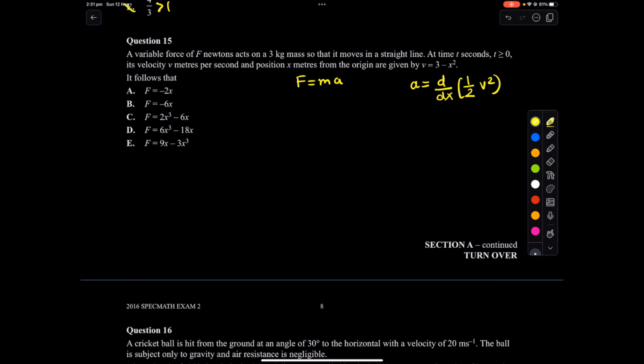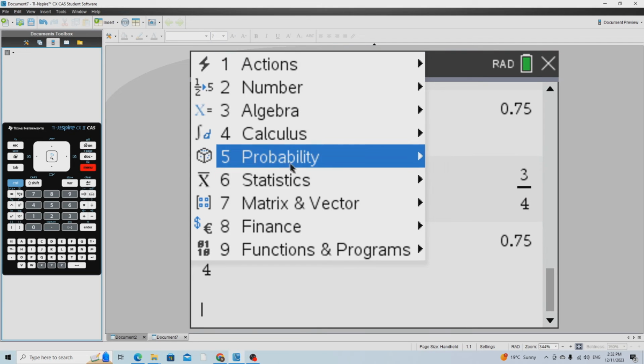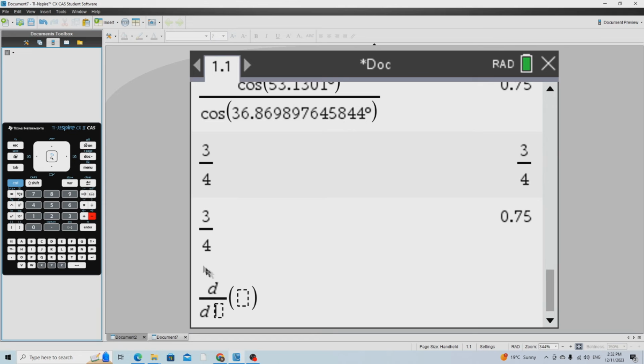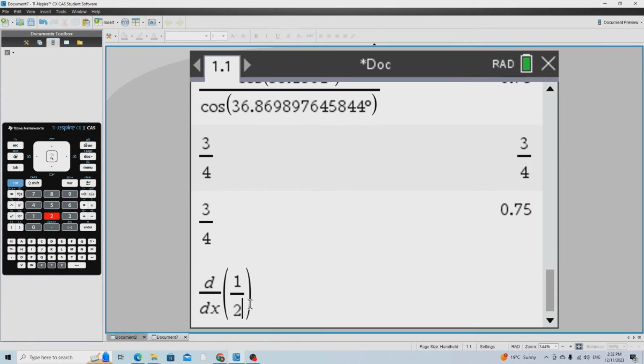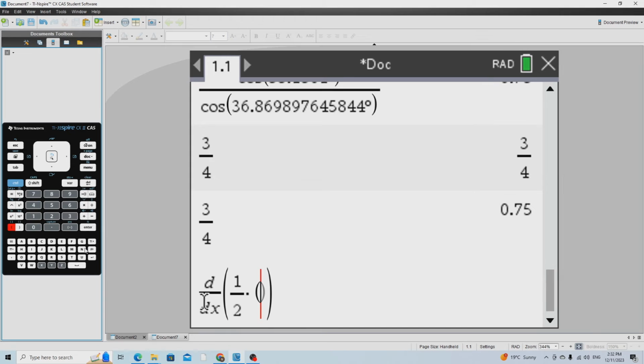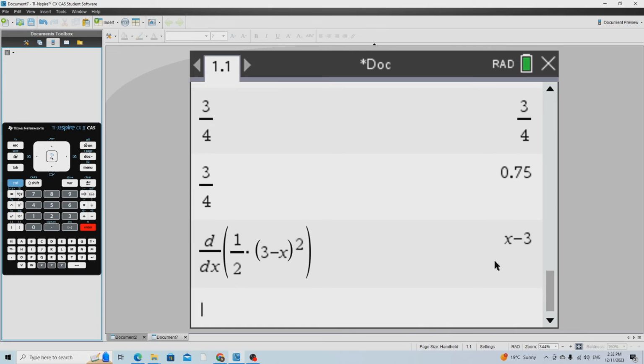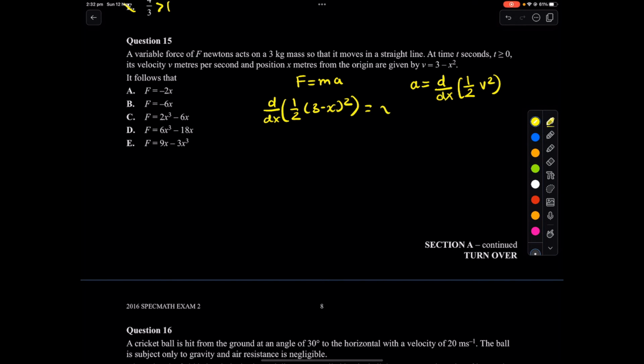So let's use that. So acceleration is, what's v squared? V squared is 3 minus x squared, multiplying it by half, and finding the derivative with respect to dx of this expression. So let's use our calculator for that. So it will be menu, derivative with respect to x, half times 3 minus x squared. It gives us x minus 3. Wow, that's a very simple way.